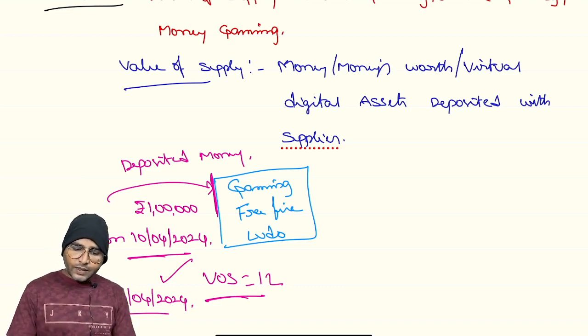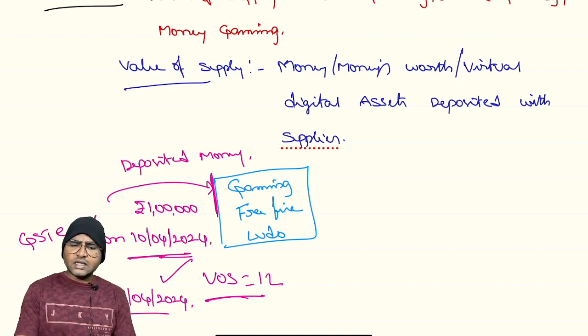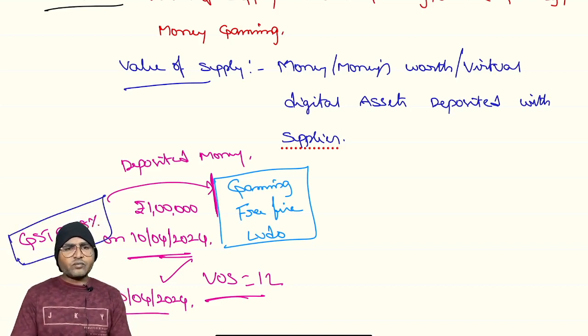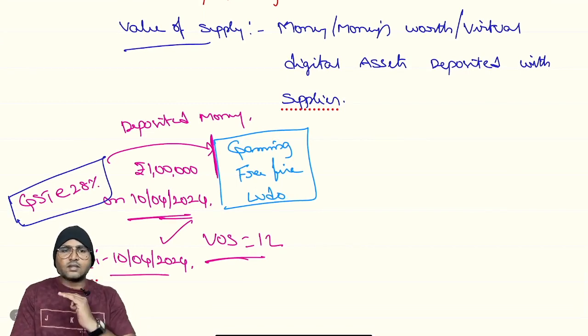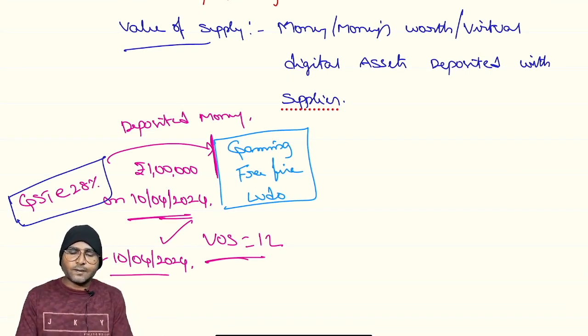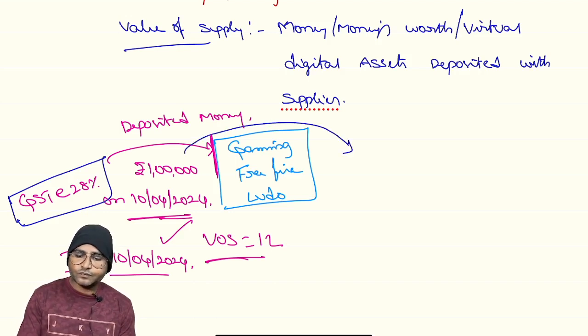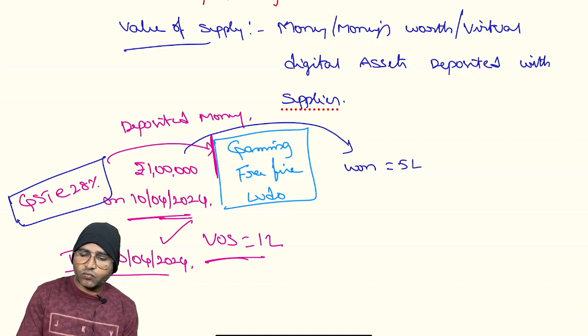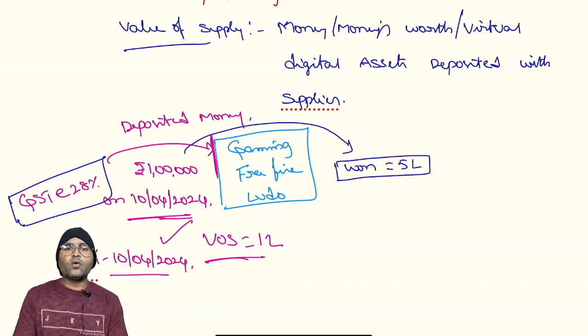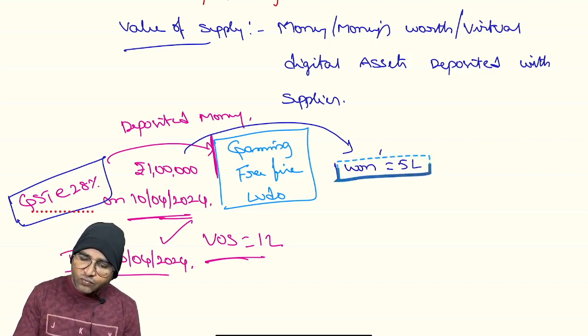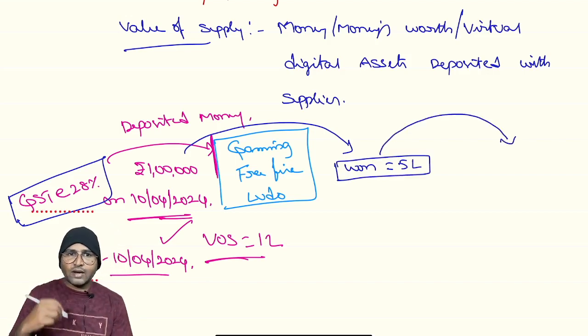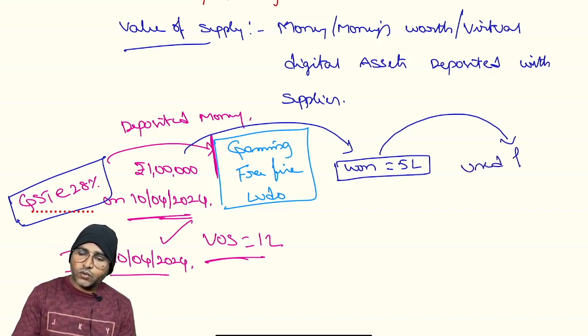Now, I have a doubt. Suppose 1 lakh rupees has been deposited and GST paid, and the GST rate is 28%. The government doesn't want to encourage this type of activity, so the rate is covered under the highest slab rate, that is 28%. Suppose this 1 lakh rupees, we won 5 lakhs, and again such 5 lakhs money is used for further gaming purpose.